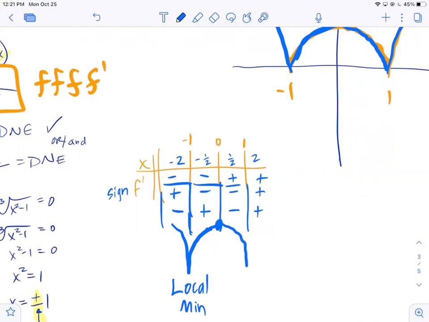And then anytime the derivative changes from negative to positive at a vertical tangent, you're going to have another local min. So you have a local min, local max, local min. Okay, so there you go.